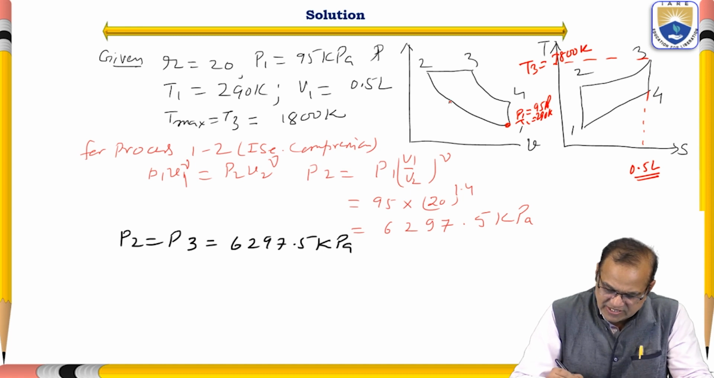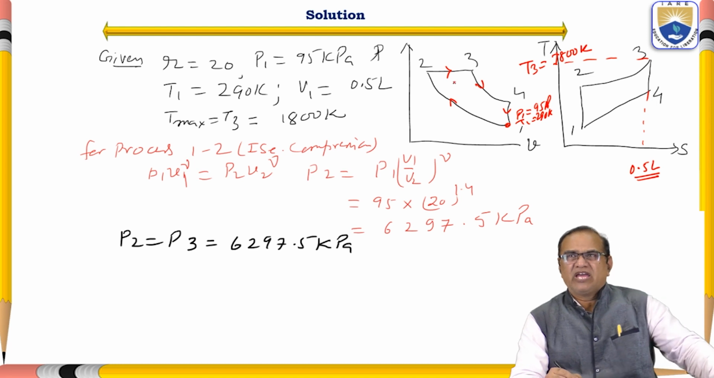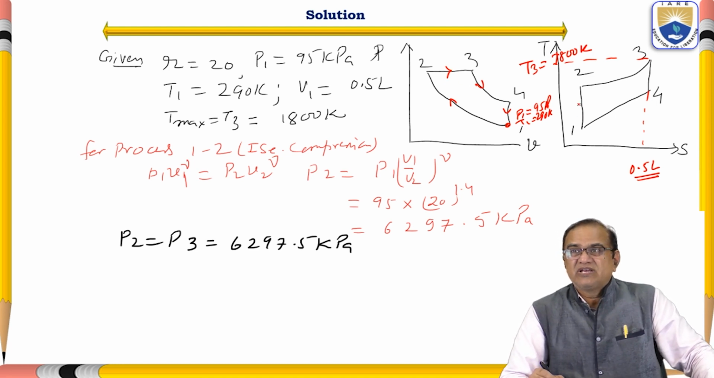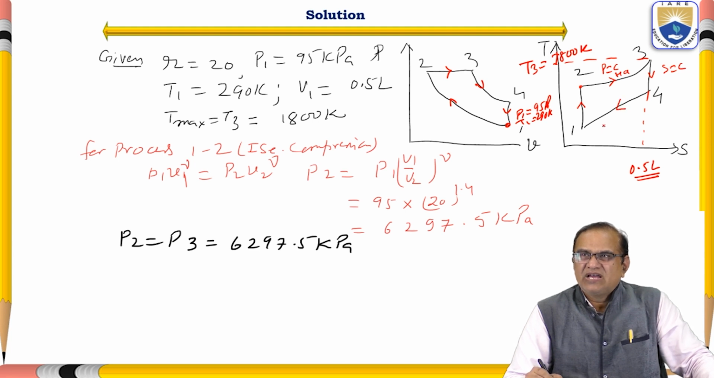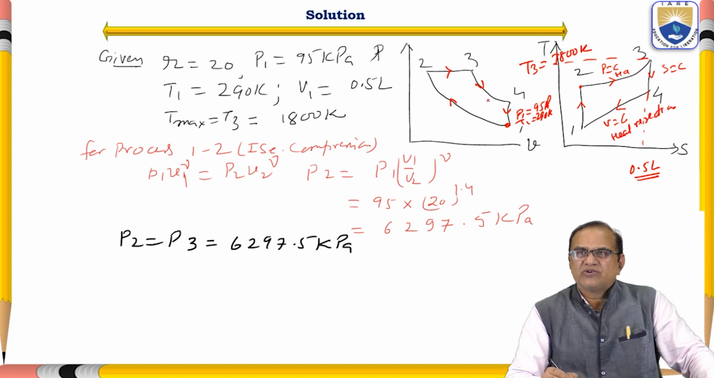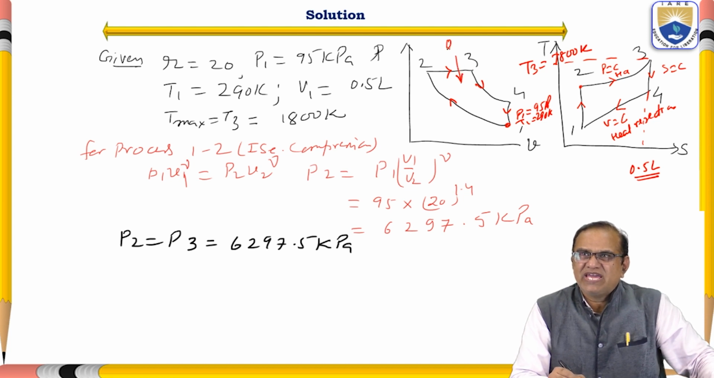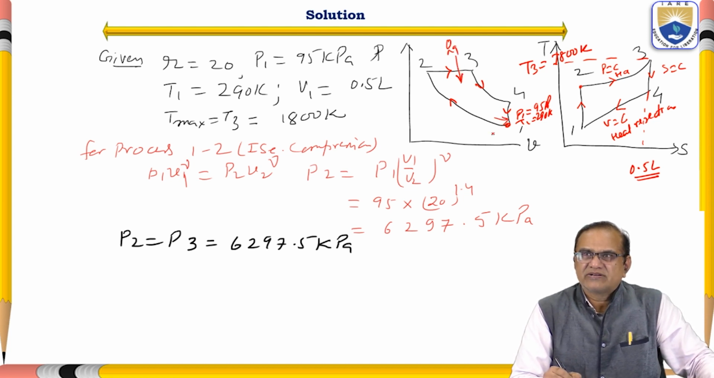So we have to start with the process, and it is an engine. So we have to put the arrowhead in the clockwise direction. 1 to 2 is an isentropic compression. 2 to 3 is constant pressure heat addition. This is the isentropic expansion, and this is V equal to constant, and this is the heat rejection. Okay, so here I am putting QA and here QR.